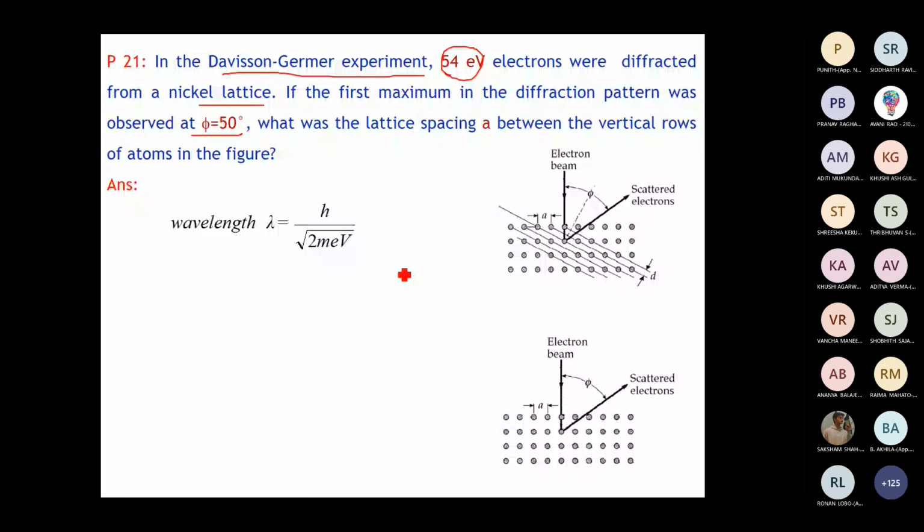What equation do you have to use here to determine the lattice spacing A? D is the interplanar distance, that is the distance between the two planes. A is the interatomic spacing. Atomic spacing and planar spacing are different, okay? They're not the same. Can anyone tell me what equation we need to use here to determine A? Sir, 2D sine theta.